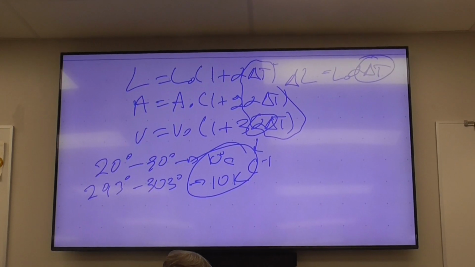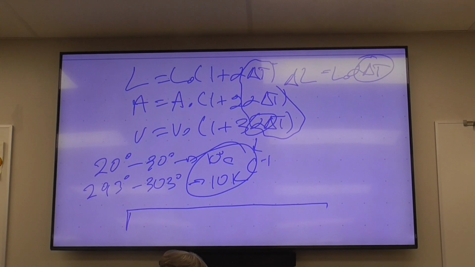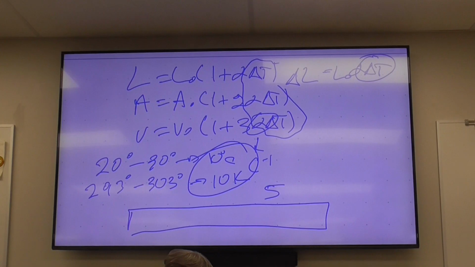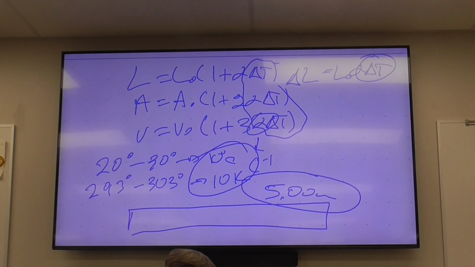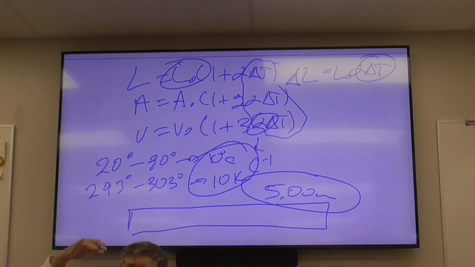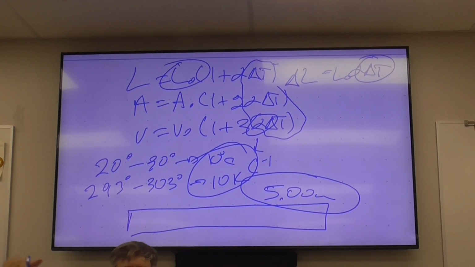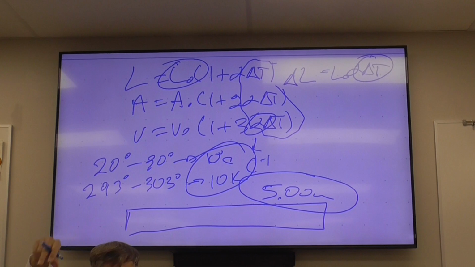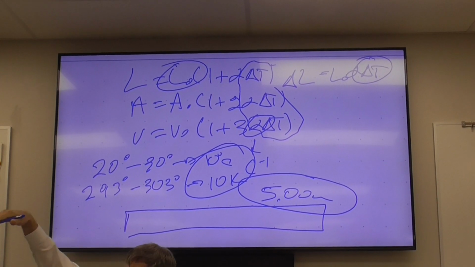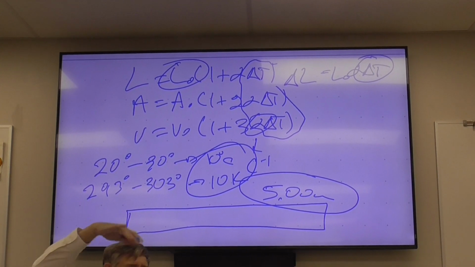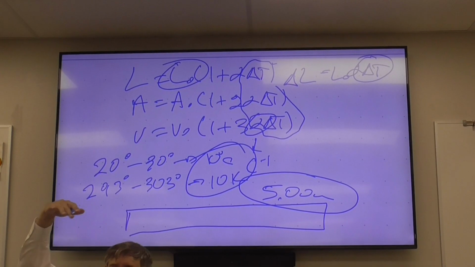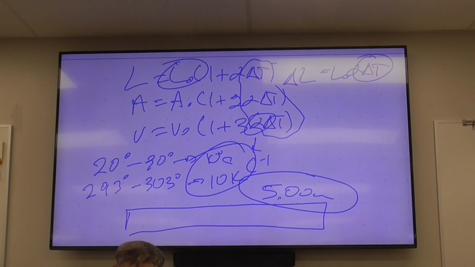So let's say that you have a certain length of board, I don't know, 5 meters. That would be your L naught value, that initial length. And let's say you heat it up by 10 degrees. What you've got to do is look on your sheet and find out what that material is: iron, brass, steel, whatever that is. They all have different coefficients of expansion.